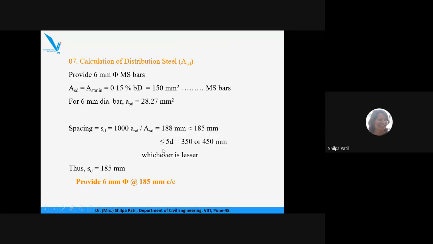So the spacing should be less than 5D, which is coming as 350, or 450, whichever is lesser. So it should be less than 350, and it is coming less than 350. So we are adopting the same value that we have calculated here, that is SD equal to 185 mm. So this is the explanation for distribution steel, that we are providing a 6 mm diameter bar at 185 mm center to center spacing. Okay, this is the description for distribution steel. Any doubts in this?